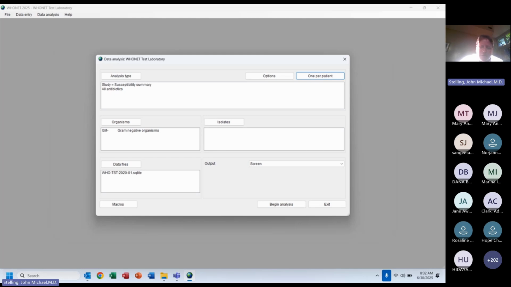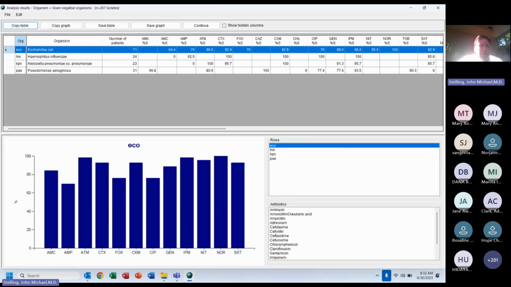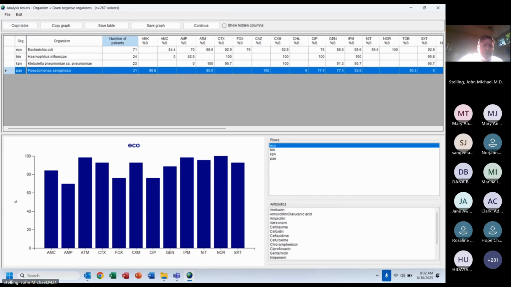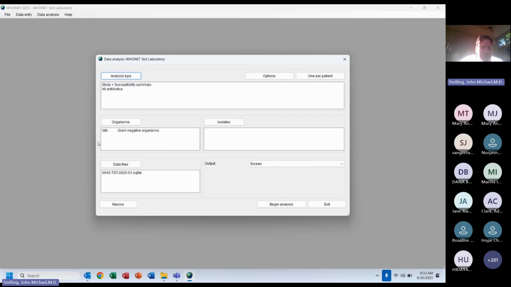I click OK. I click on begin analysis. And I see there were 86 isolates of E. coli from 71 people. I didn't mention this, but there were 32 isolates of Pseudomonas from 31 people. So one person had Pseudomonas twice. So for E. coli, 15 of the isolates were repeats. So this is a lot cleaner, and this is what we would call the traditional routine antibiogram. I'll continue that. Now I want to show you this feature called macros.